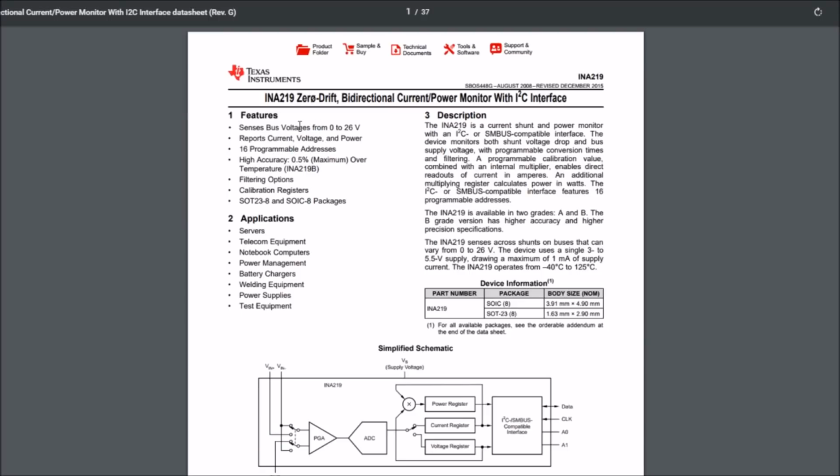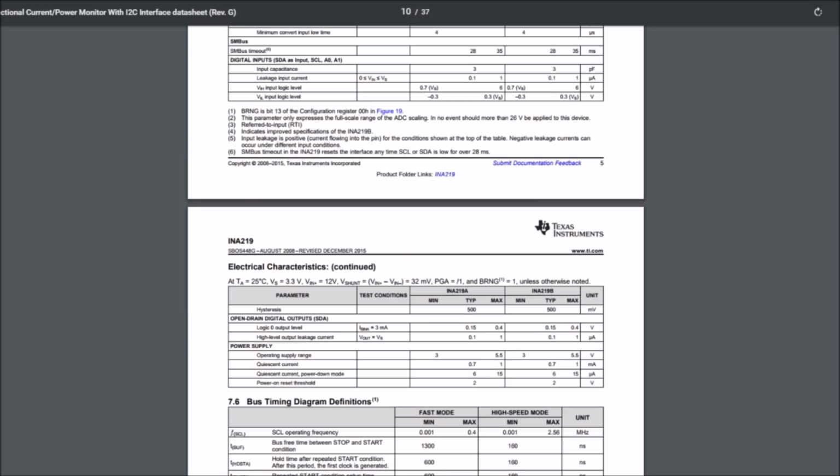So this is the datasheet for the INA219 bidirectional current and power monitor with I2C interface. It's a current shunt and power monitor with I2C compatible interface. The device monitors both shunt voltage drop and bus supply voltage. So it's the bus voltage, the supply voltage, and it's got here the VIN plus and VIN minus connections. Now you have to put the higher voltage on the VIN plus and the lower voltage on VIN minus in order to get positive current measurements. So for me, VIN plus is the supply and VIN minus is the load. There's a low value resistor across these two connections. It does show that better further down, so let me scroll down past all this stuff.